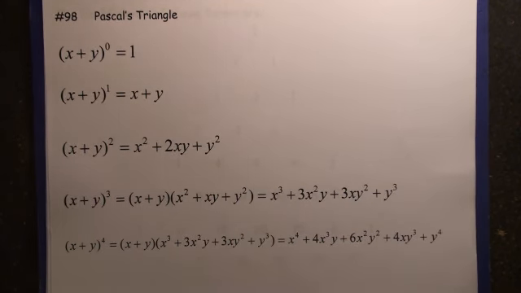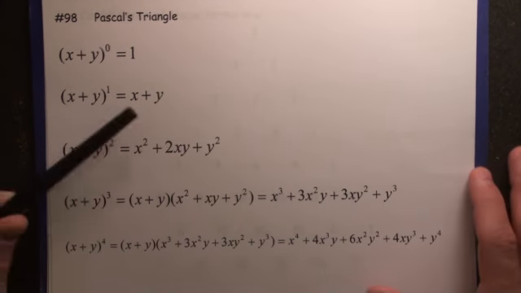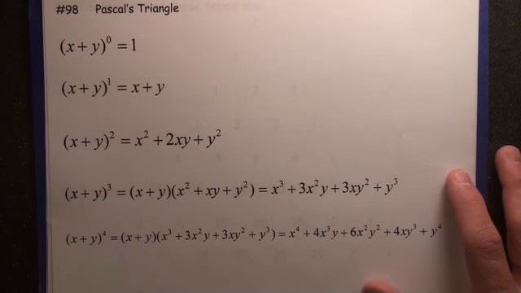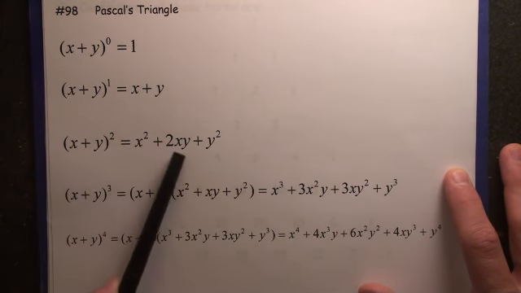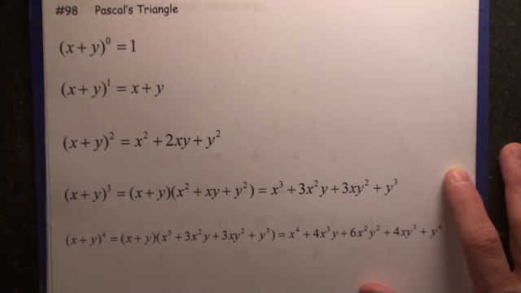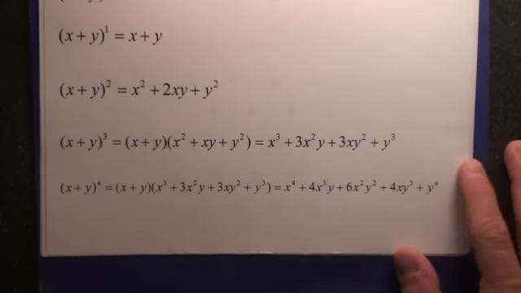If you take x plus y to the 0th, I think everybody can agree that's 1. Anything to the 0th power is 1. Now, x plus y to the first, that's simply x plus y. We're all set. X plus y squared is going to be x squared plus 2xy plus y squared. Alright, and you can work that out.